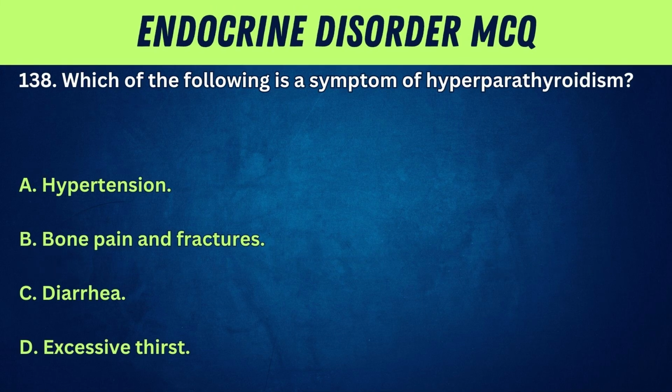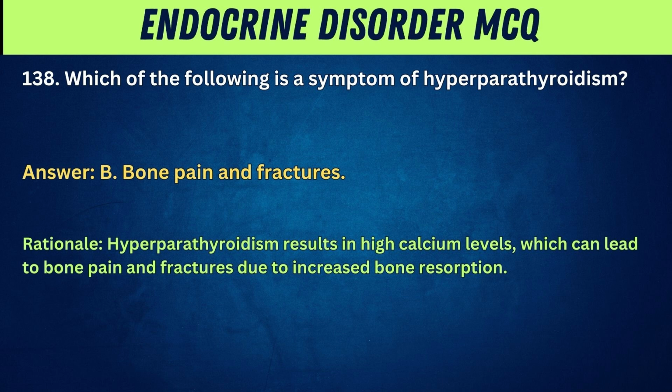138. Which of the following is a symptom of hyperparathyroidism? A. Hypertension. B. Bone pain and fractures. C. Diarrhea. D. Excessive thirst. Answer: B. Bone pain and fractures. Rationale: Hyperparathyroidism results in high calcium levels, which can lead to bone pain and fractures due to increased bone resorption.